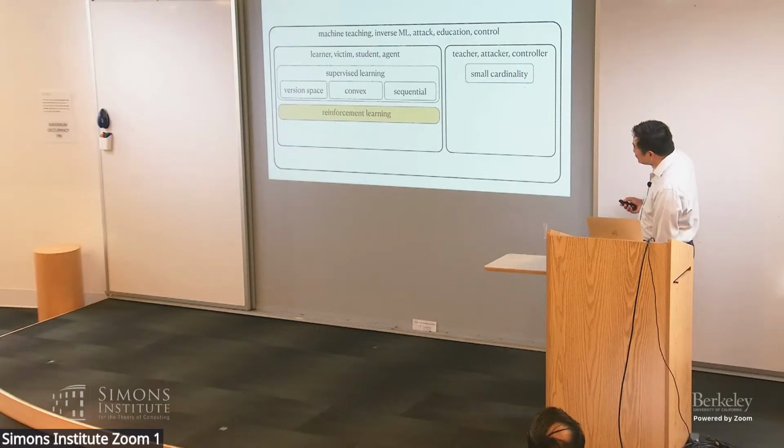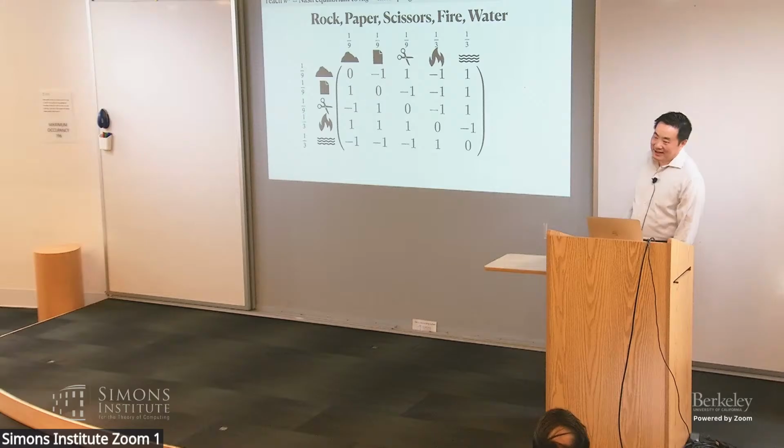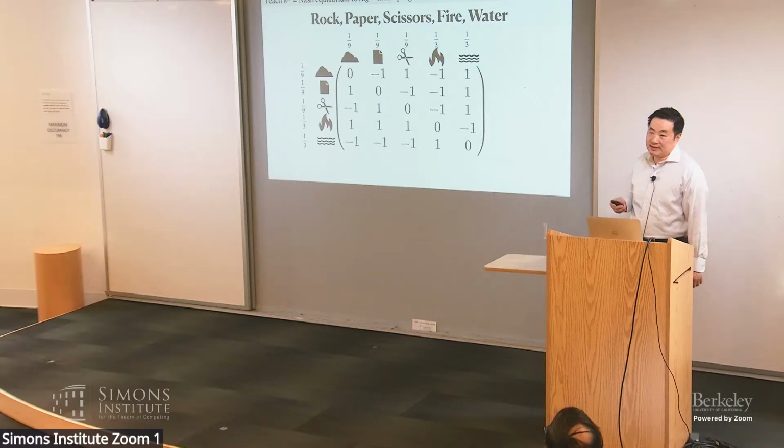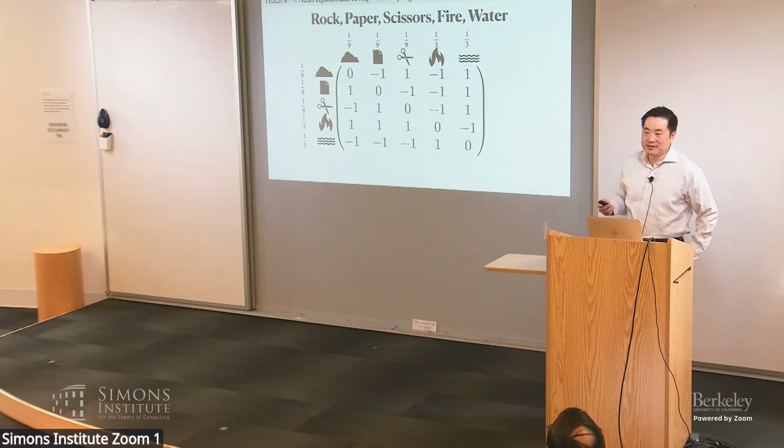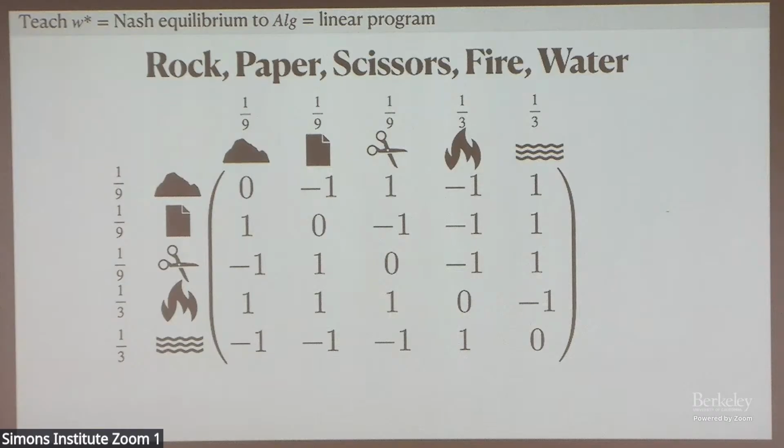All right, reinforcement learning. Let me also say that this can even be extended when your students are not students, but game playing agents. So the teacher is not a player now, but the teacher is trying to change the behaviors of the players. Or in other words, here's an example of an unusual rock, paper, scissors game with 5 actions.